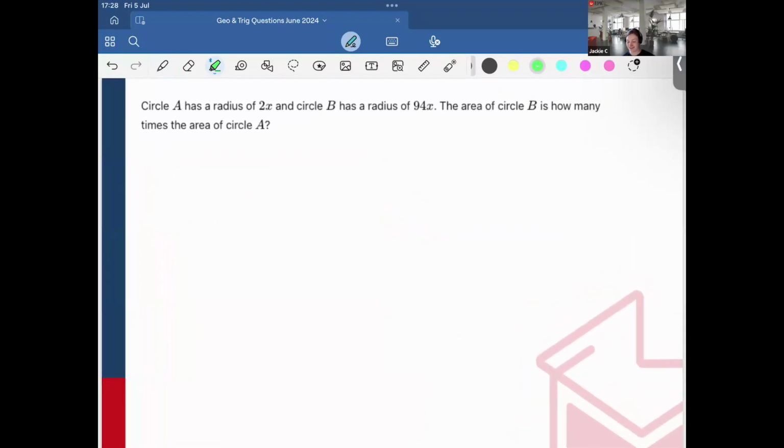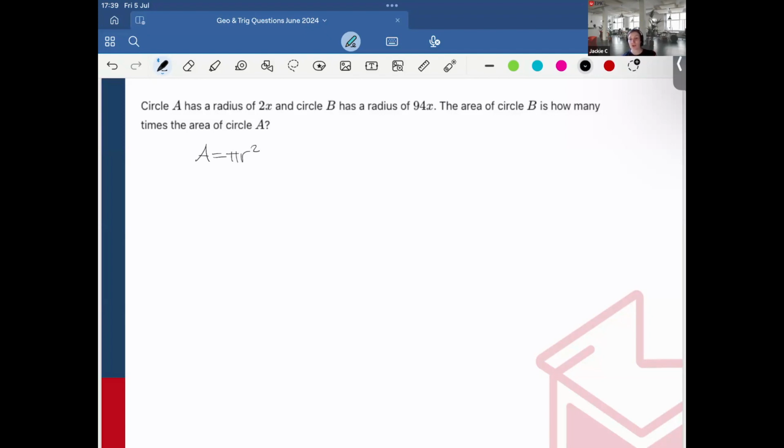My goodness. So circle A has a radius of 2x and circle B has a radius of 94x. The area of circle B is how many times the area of circle A? Okay, so, well, this one, we know that the area of a circle is always expressed by area equals pi r squared, r for radius.